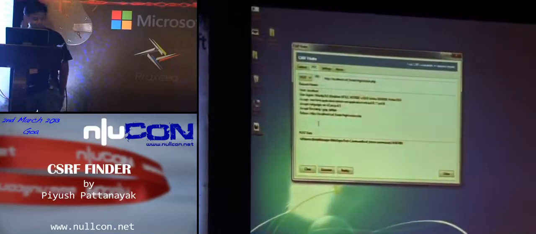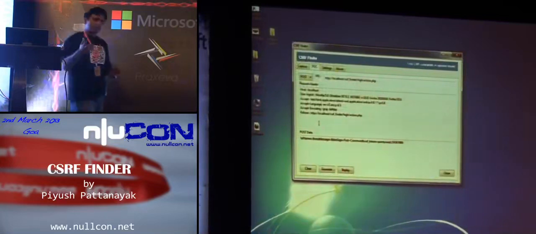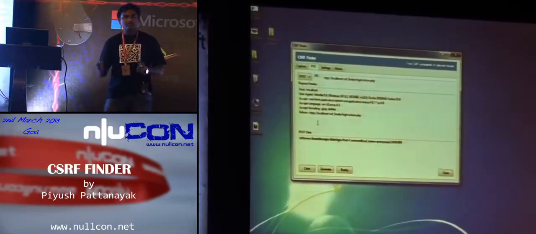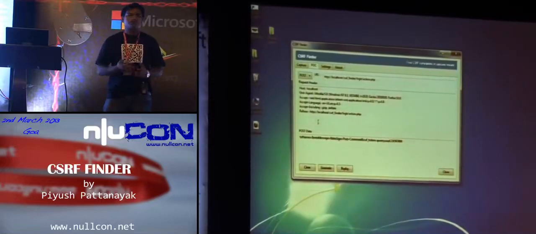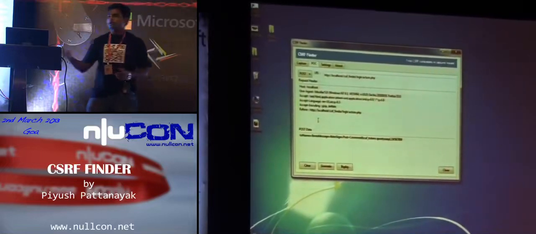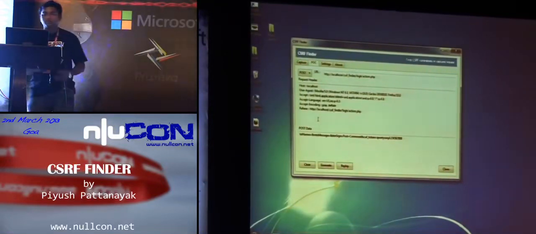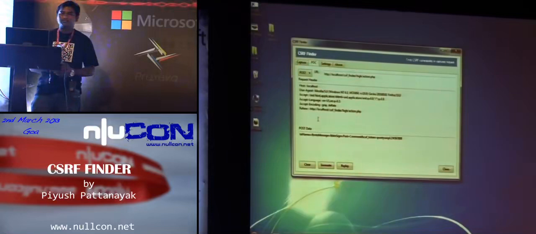Going back, apart from this scanner, if you only want to use the POC part, there is nothing to scan, but you have a request which you want to just convert to POC. You can simply go here, paste the value as mentioned over here, and create a POC file like that. You don't have to do the scan for it.